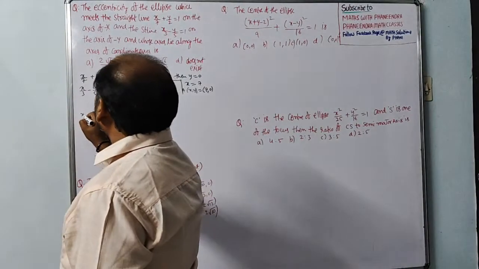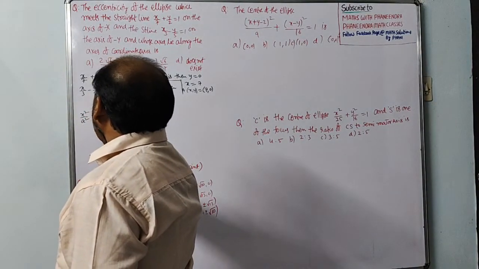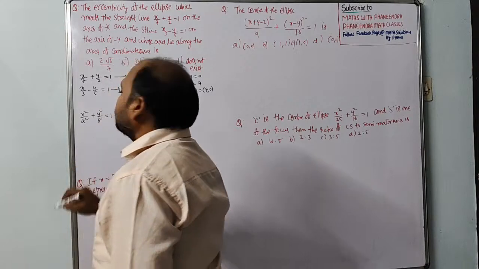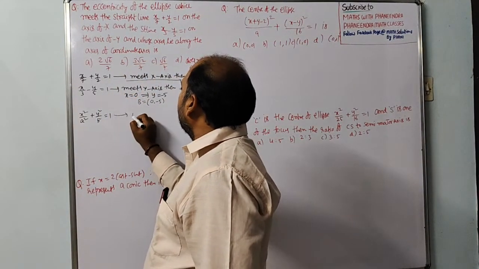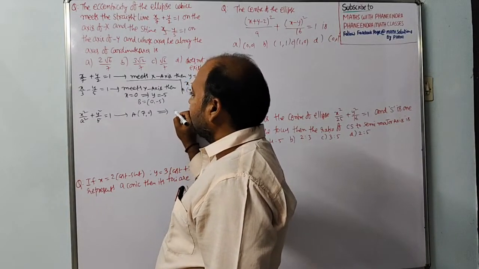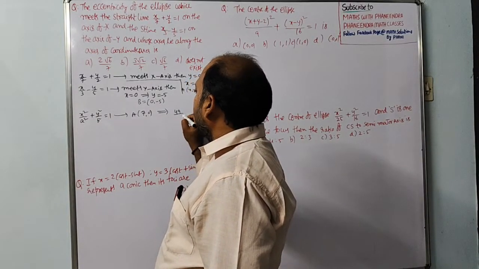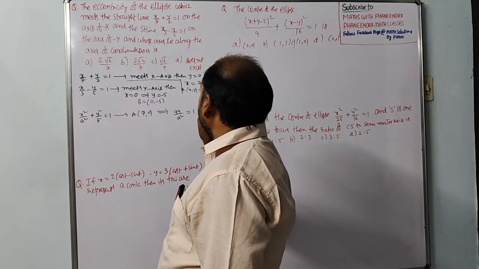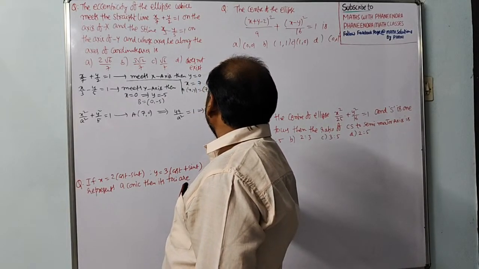So ultimately the required equation of the ellipse is x square by a square plus y square by b square equal to 1. Passing through A of 7 comma 0, that implies 49 by a square equal to 1, that implies a square equal to 49.